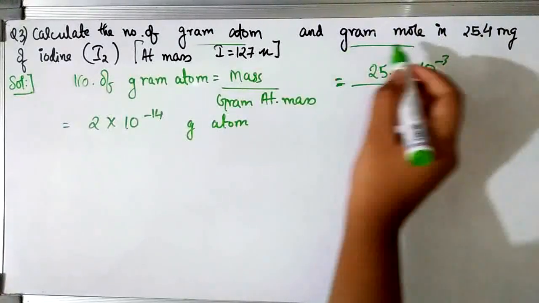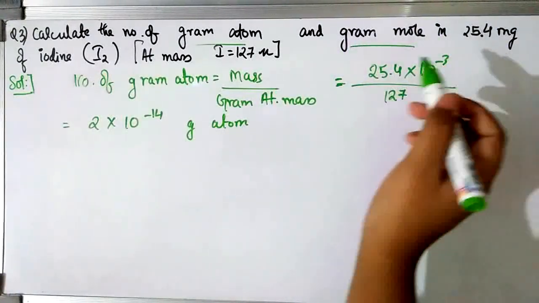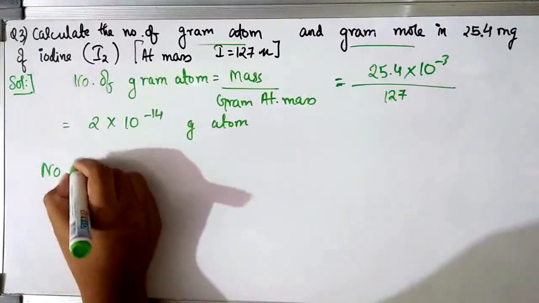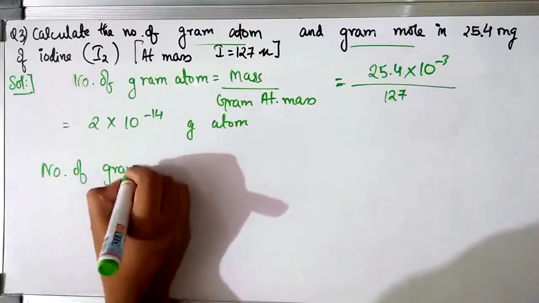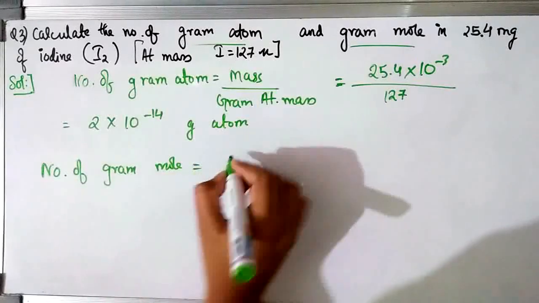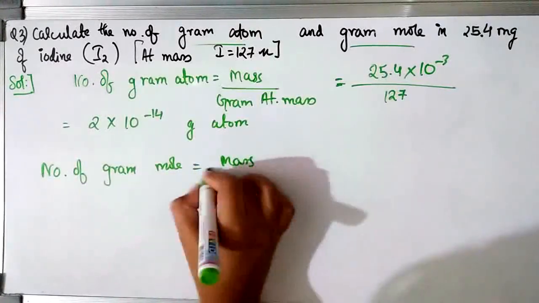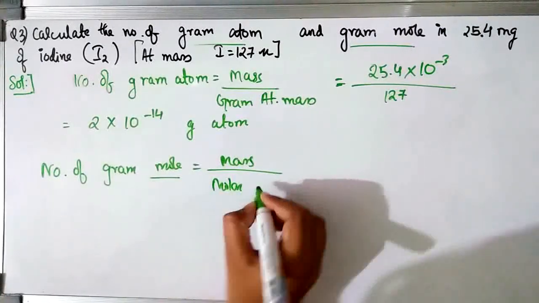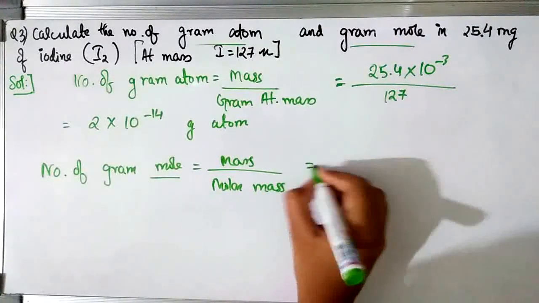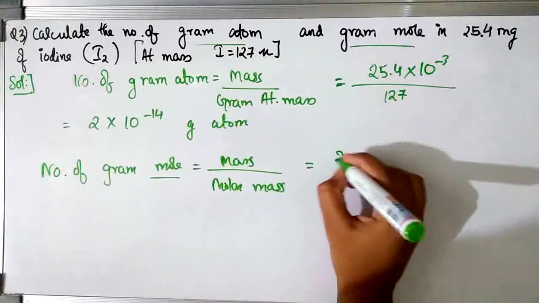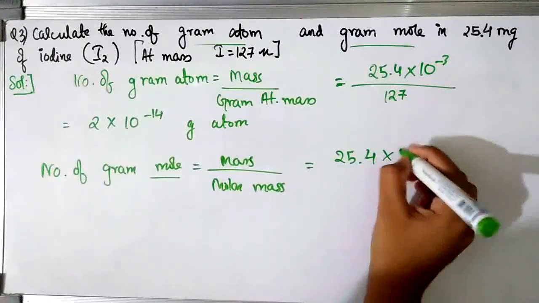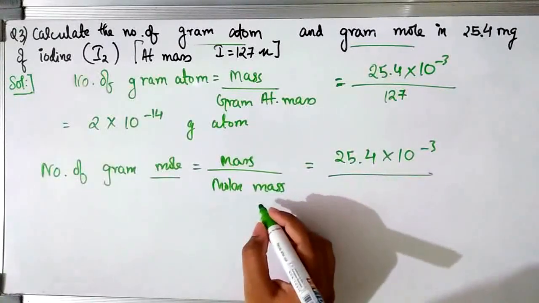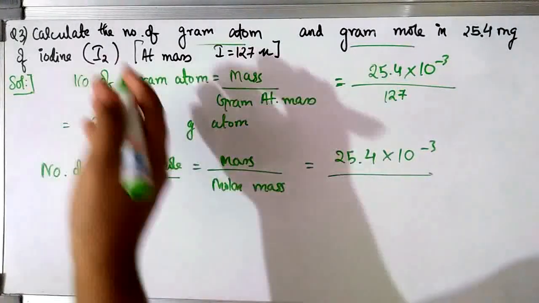Now the second one, we have to find the gram mole. Gram mole is also something new for you. For this, the formula is number of gram moles will be equal to the given mass, similar one. Since we have mole this time, the down one will be molar mass. So the given mass is again 25.4 into 10 to the power minus 3 grams, and then the molar mass, which is nothing but the molecular mass.